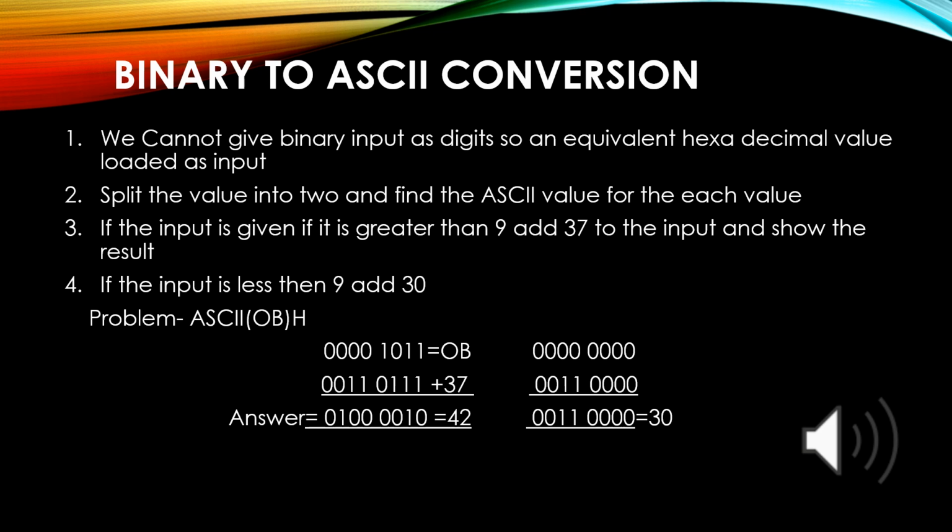The binary value of 30 is 00110000. The decimal value of b is 11. The binary value of 11 is 1011. b is greater than 9, so we should add 37 to it. The binary value of 37 is 00110111. If we add these both values, we will get 01000010. It is 42. The ASCII value of 0b is 3042.